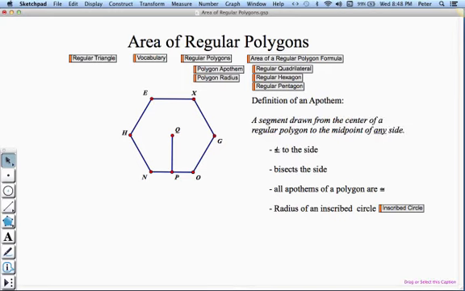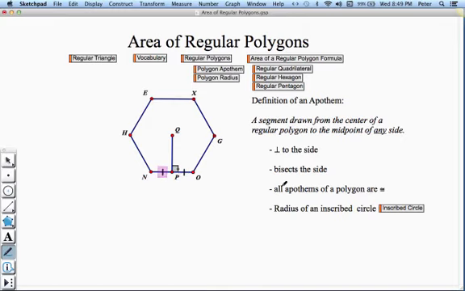All right, it's going to be perpendicular to the side. That's one of the important properties. So in other words, QPO is going to be a right angle. It's going to bisect the side. So NP and PO are going to be congruent because P is a midpoint.